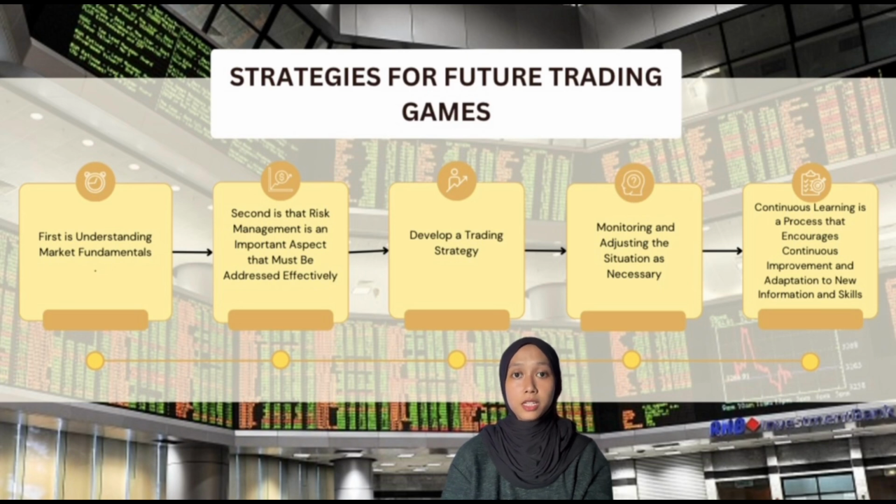Always test the strategy, regularly check the portfolio, and stay updated on market trends using an economic calendar to reduce risk. And lastly, continuous learning is a process of continuous improvement and adapting to new information and skills.